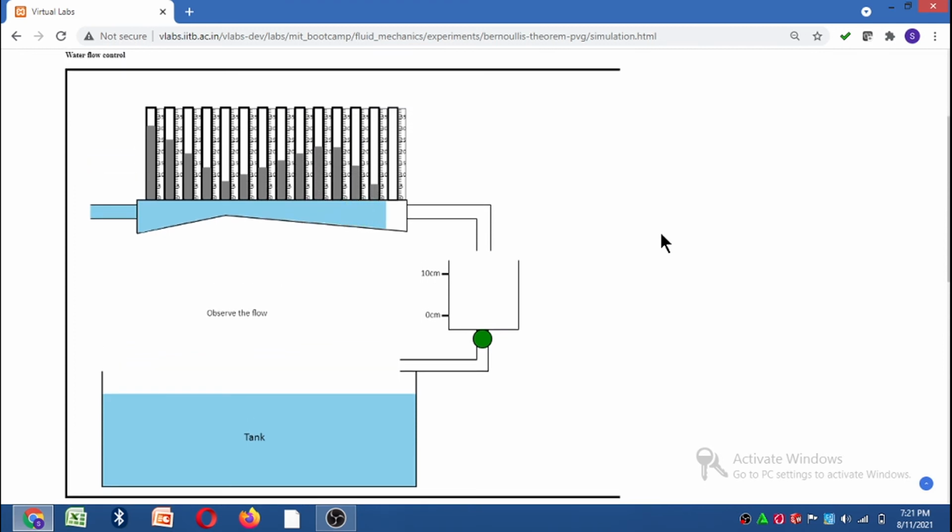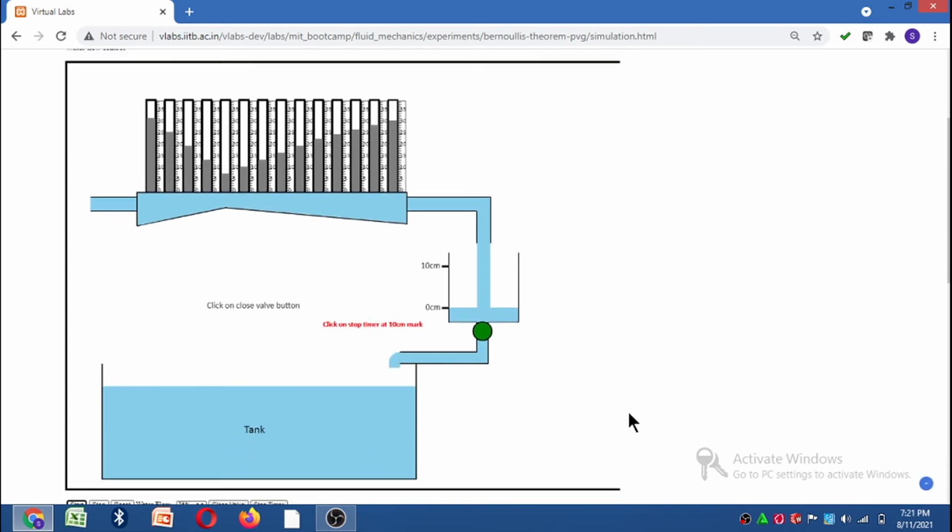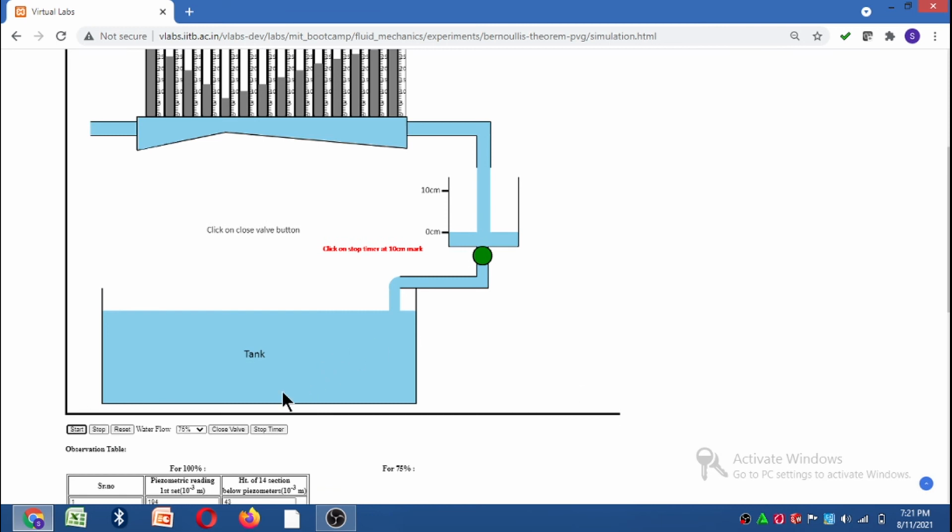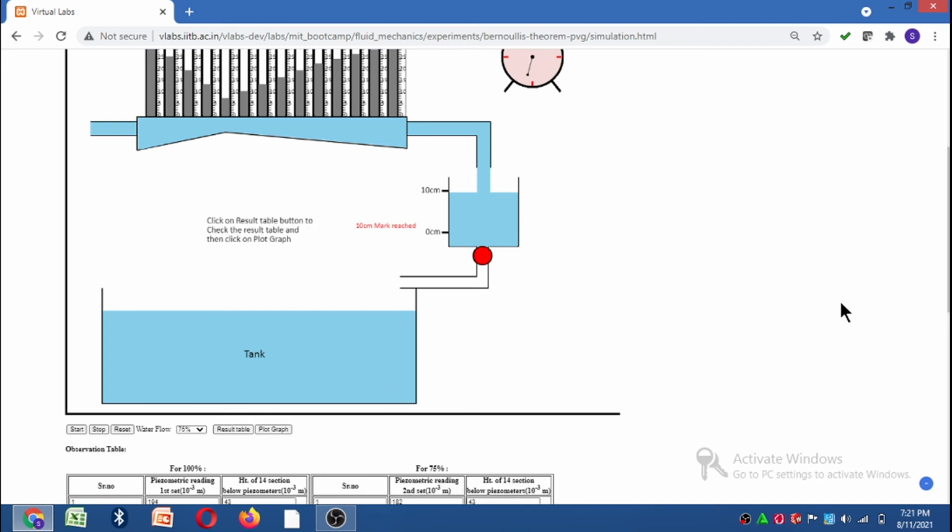This is 75% of total outlet. Here the flow reaches the storage tank. Here the close valve button is displayed, then click close valve, and stop the timer exactly at 10 cm. Then the generate table tab is open, and then click generate table. After that, click result table.